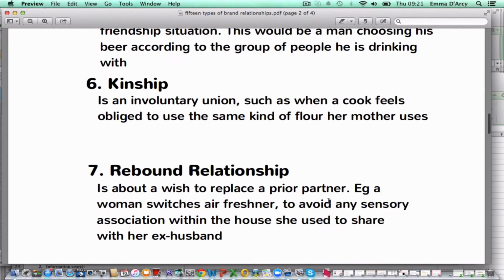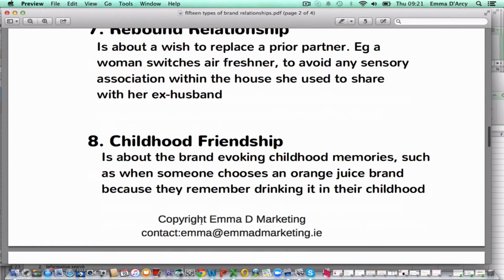A rebound relationship then is where, for example, an air freshener, where a relationship has broken up, like a wife and husband break up, and there was an air freshener that they used all the time. The association for the wife, if she's still in the home, or whoever's left in the home, is that you're remembering all the times with your ex-partner, so they switch. So you can see where there's a rebound relationship where somebody used to use something a lot, and then they change because it reminded them of something else. So even if somebody passes away or whatever the case is, you may switch certain products because it reminds you of that person. So a rebound relationship there, just again to understand that one.